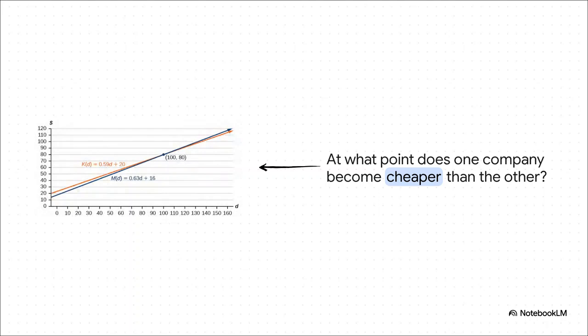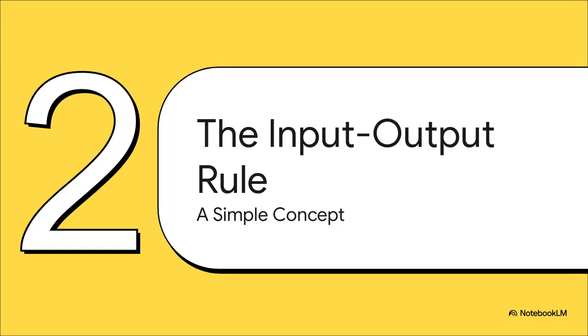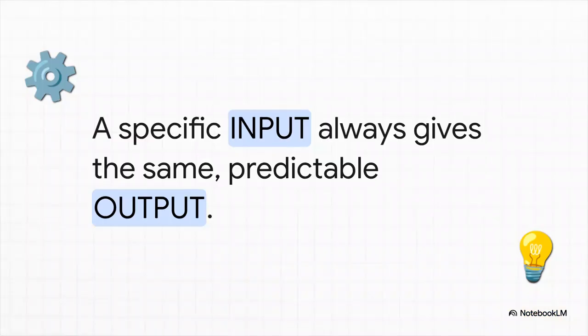Well, to do that, we need a tool that can precisely describe this relationship between the miles we drive and the final cost. And that tool, that's exactly what we're here to talk about. It's a concept that is, at its heart, beautifully simple. It's all about the input-output rule. The easiest way to wrap your head around a function is to think of it like a machine. You put something in, that's your input, and the machine follows a very specific rule and gives you something back. That's the output.